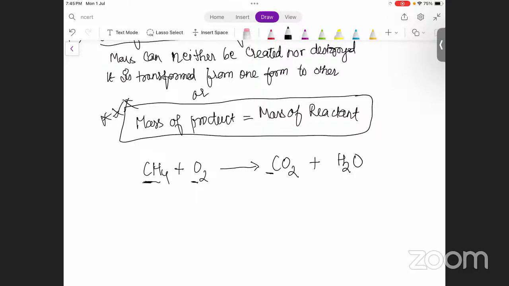Now, the number of water molecules that will be produced in this reaction will be half of the number of hydrogens that are present here. So what is the number of hydrogens present here? The number of hydrogens here is 4. So the number of water molecules that will be produced is, so quickly type your answer. What will be the number of water molecules that will be produced here?